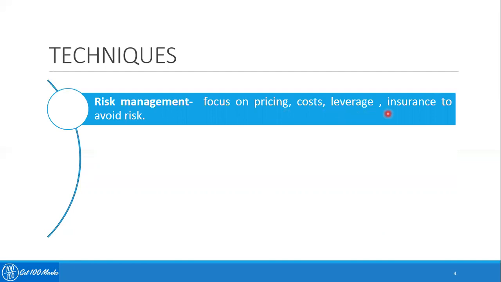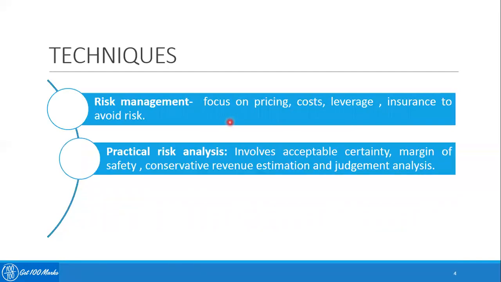Insurance, to avoid the risk. Insurance is a risk management strategy where there is a transfer of risk from one individual to another individual. By applying any of the following methods, we can reduce the risk. So that is the method called risk management method.